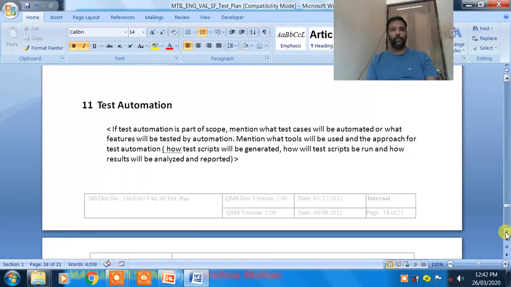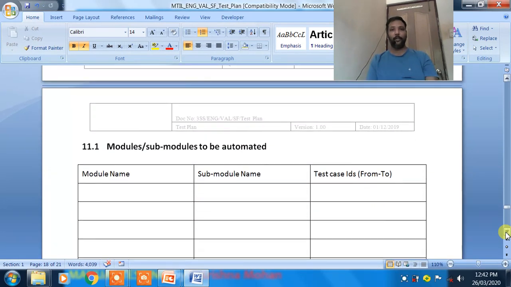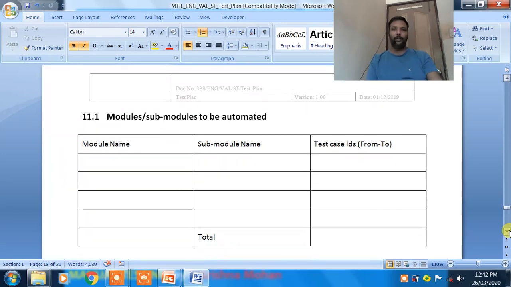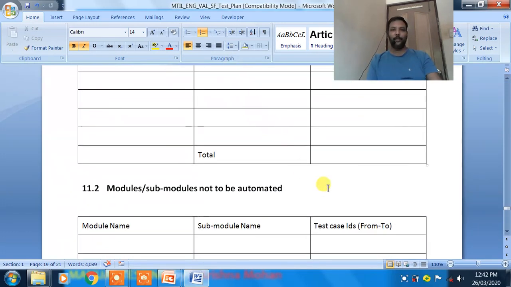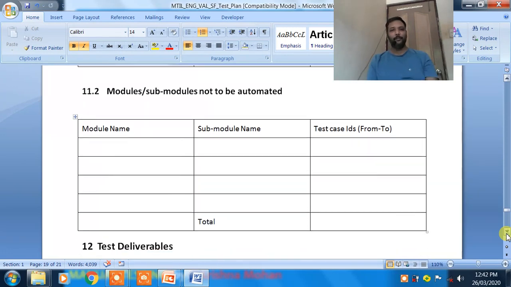Then test automation, details of test automation. What are the modules or the sub modules you are going to automate? See, all the modules may not be automated. If all the modules are automated, good, but if some restrictions are there, what are the modules you are going to automate? That list of things you have to mention over here. And what are the modules or the sub modules you are not going to automate? Same as what you're going to test and what you are not going to test.